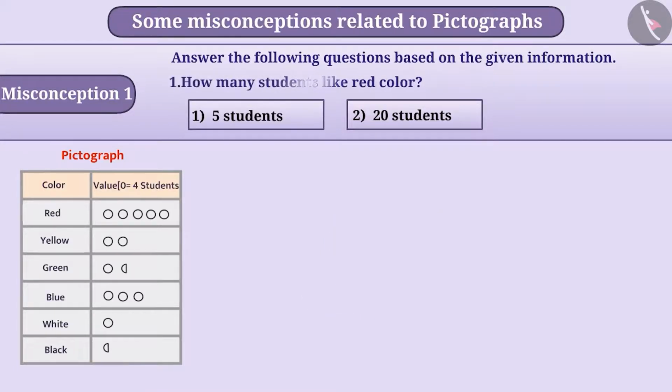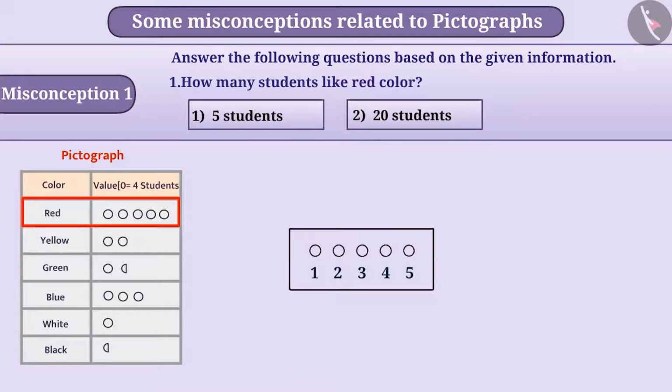To find out how many students like red color, children count the number of symbols shown in the row of red color. Here, 5 symbols are shown, so they think that 5 children like red color. Therefore, they give the answer to the question as option 1, which is an incorrect answer.